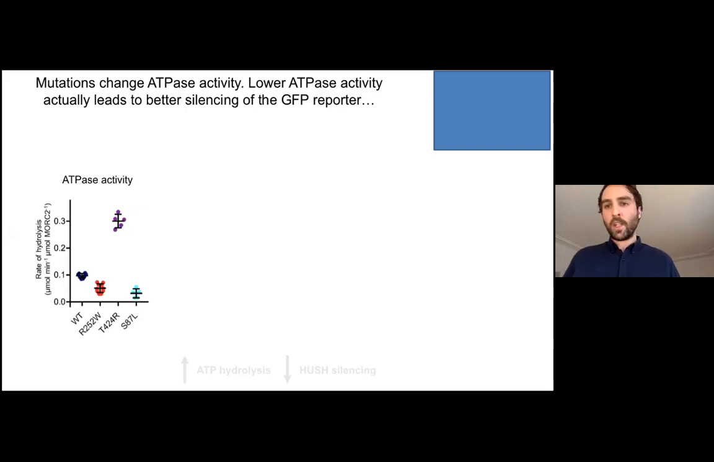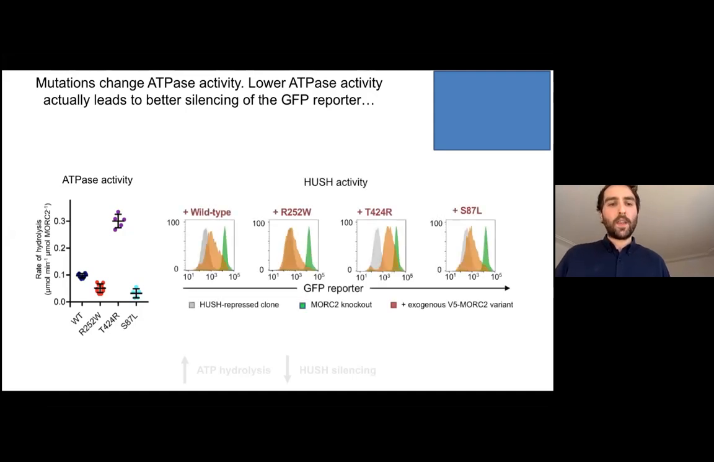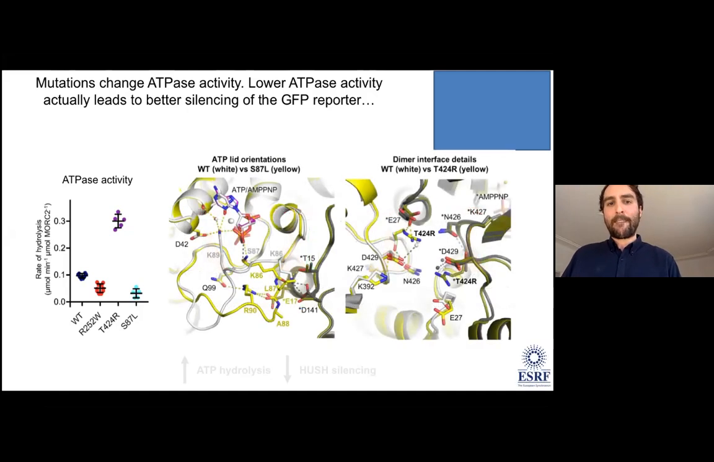What we observed was a range of effects on ATPase activity, but to our surprise, the variants that gave lower ATPase activity actually led to better silencing of the GFP reporter. And we were able to resolve structures of some of these mutants to understand why, but I won't go into the details of how those work now. But in other words, what we observed was as ATP hydrolysis rate increased, HUSH silencing actually decreased, which was kind of the opposite to what you might expect.